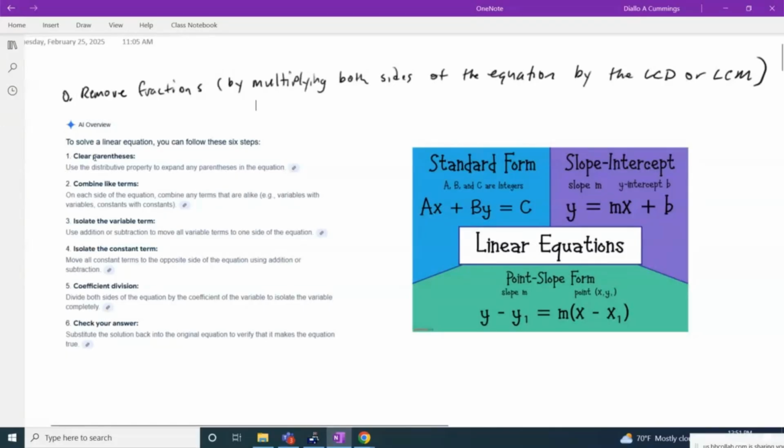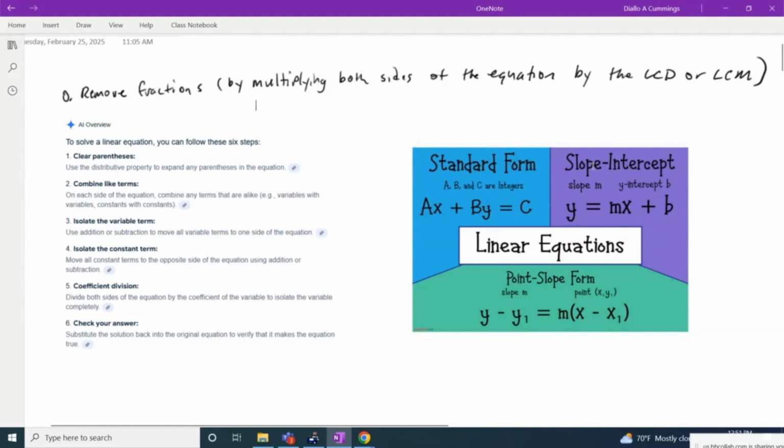Then this next step should be to clear the parentheses by using that distributive property. Okay, and then we follow the rest of those steps to solve a linear equation. Now, what exactly is a linear equation? Well, on this graphic organizer, we take a look at the linear equations in 3 forms. First, there's what's called the standard form. And the standard form of a linear equation is a linear equation in which both your variables are on one side of your equation together, and your constant is on the opposite side.